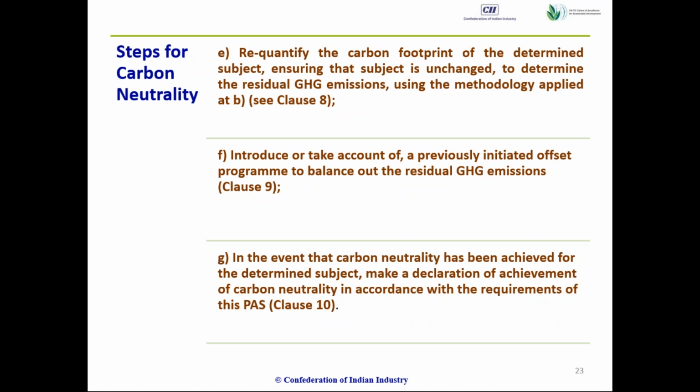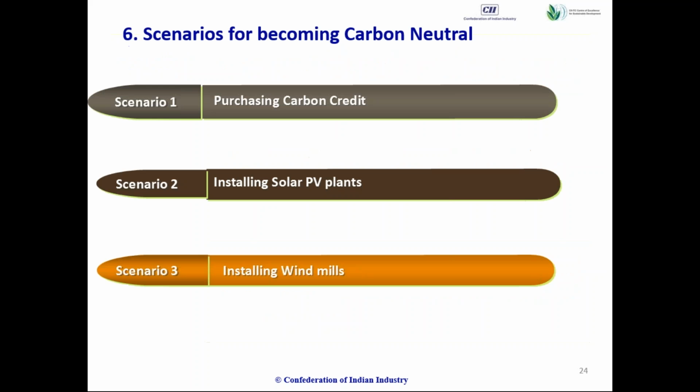For those 30,000 tons of CO2, I purchase 30,000 carbon credits. So 20,000 tons I have reduced, and the 30,000 which I could not reduce, for that I have purchased carbon credits. So I am net zero emissions. In other words, I am carbon neutral. Now, purchasing carbon credits is very simple. See, there are several scenarios for becoming carbon neutral. The first scenario is purchasing carbon credits. That is, we purchase carbon credits from the market.